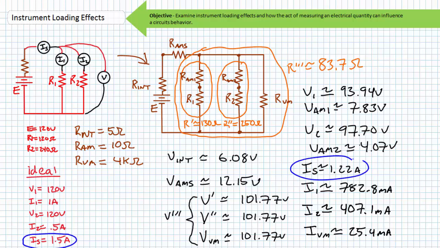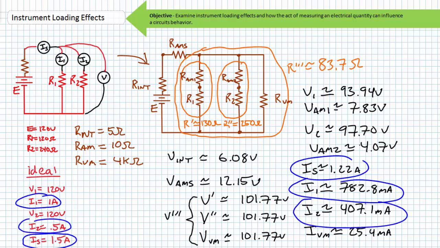Notice the difference between ideal and observed source current, ideal and observed current through R1, ideal and observed current through R2, ideal and observed voltage drop across R1, and ideal and observed voltage drop across R2. Because of the non-ideal nature of the instruments and their placement within this circuit, our observations are notably departing from our expectations. And we used our previously obtained electrical circuit analysis skills to explain and account for these differences.